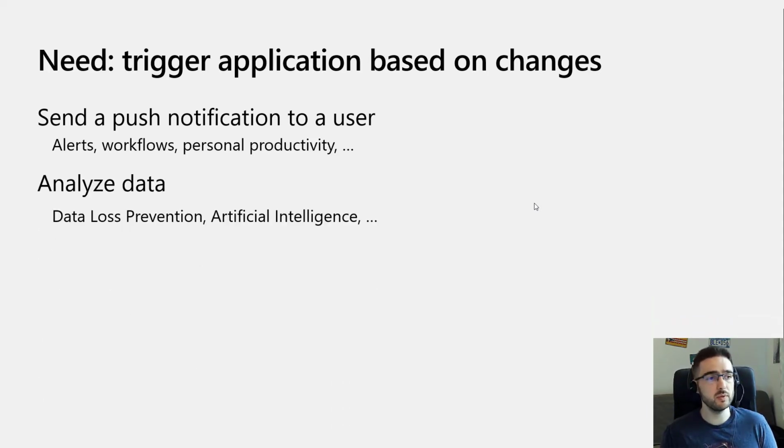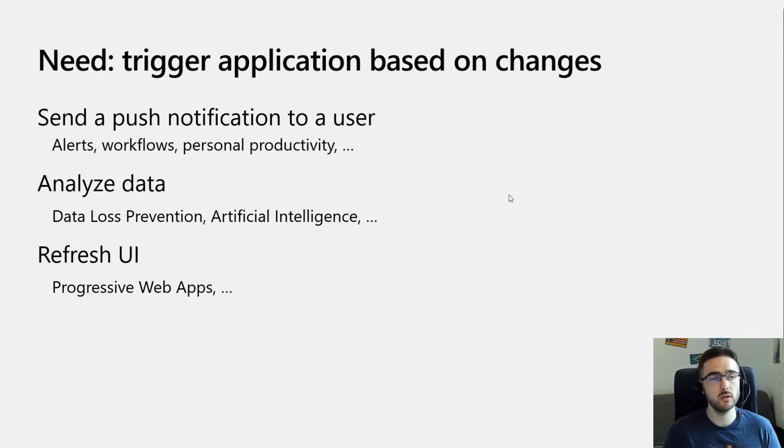It can also be because you want to analyze the data and process it, because you want to implement some kind of data loss prevention engine, or because you want to train some model and do predictions based on any kind of machine learning or artificial intelligence. Or it can be because you want to refresh the UI or refresh some cached data and so on and so forth, right? So there's a number of scenarios where you want to know when something has changed in Microsoft Graph so you can trigger something in your application.